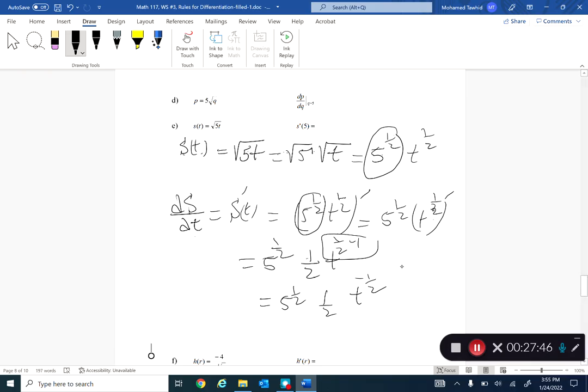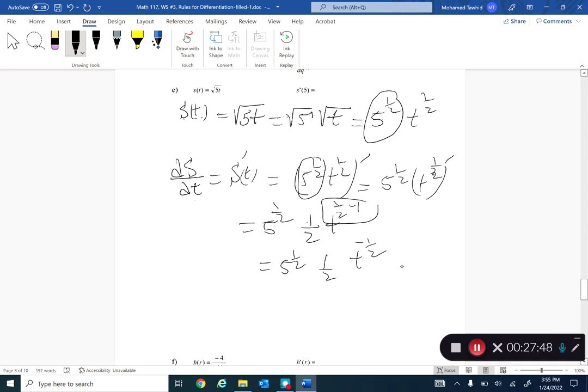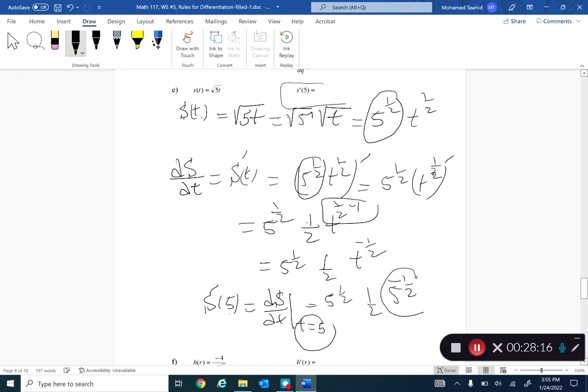Now they ask what is s prime at 5. I can write it like this, ds by dt when t equals 5. So now that is 5 to the power 1 over 2. Just replace t by 5. The 1 over 2 here, I write as it is. What is your t? 5 to the power negative 1 over 2. So now I can combine those together.